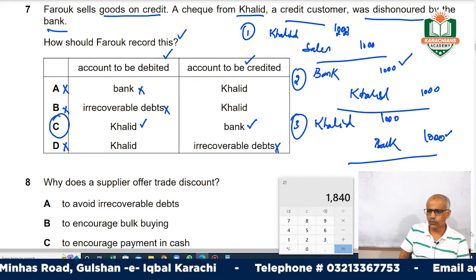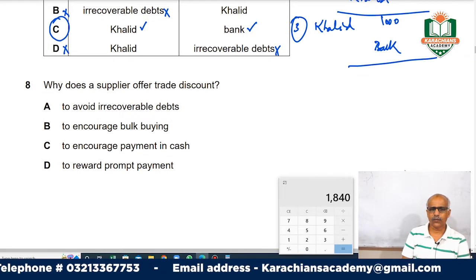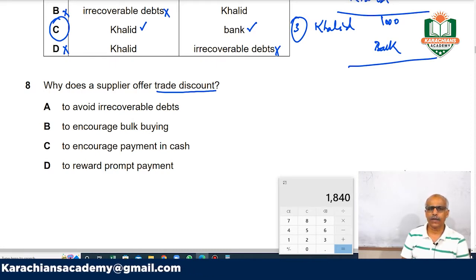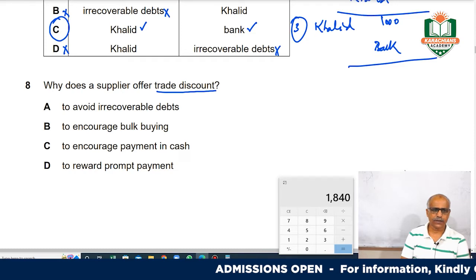Okay, move on to question number 8. Why does a supplier offer trade discount? So this is very much clear. Why does a supplier give trade discount? So that the customer buys more, they do bulk buying. This is the one reason. So let's see what the options are.